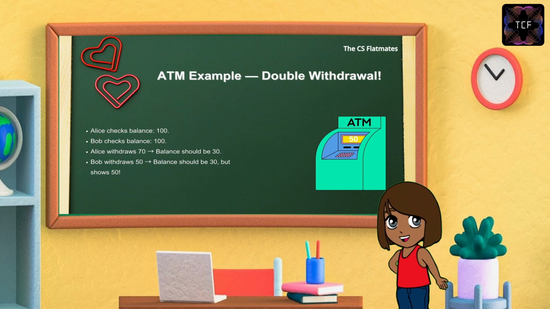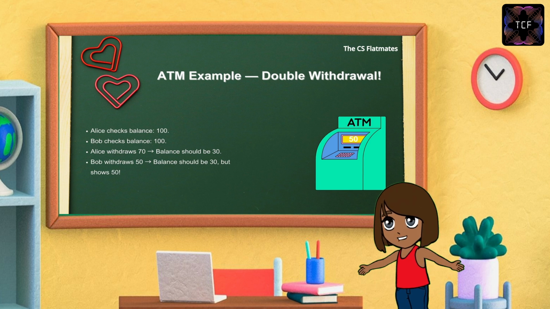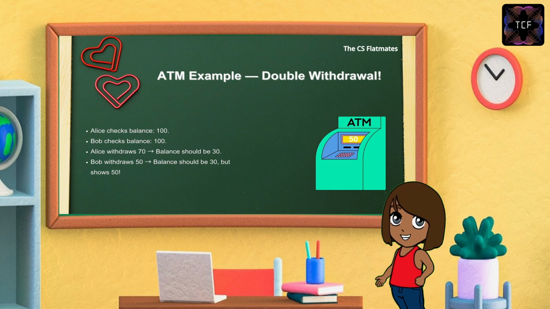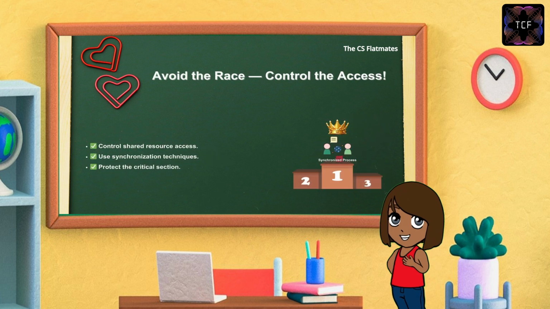Result, incorrect balance. With synchronization, Alice locks the account, withdraws 70 rupees, updates the balance to 30 rupees and unlocks it. Now Bob checks the balance, sees 30 rupees and decides accordingly. Result, correct balance. A race condition is like having too many chefs in the kitchen. Without coordination, dishes get messed up.